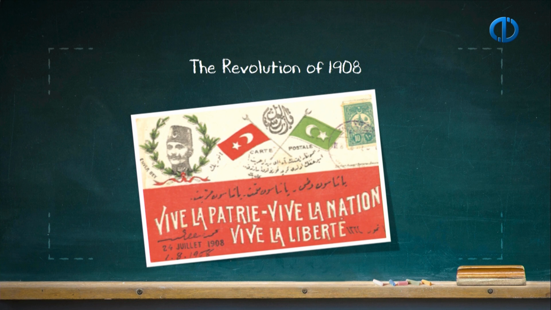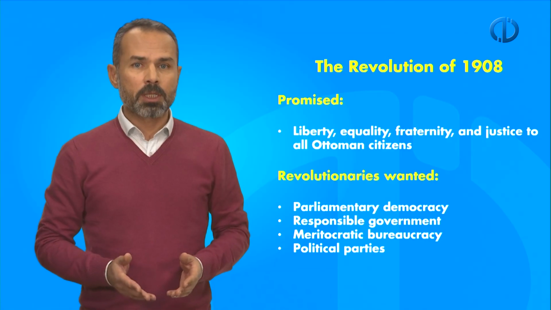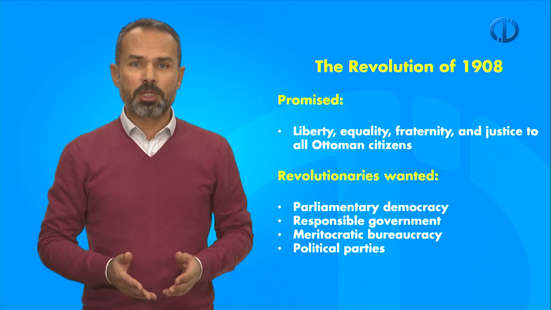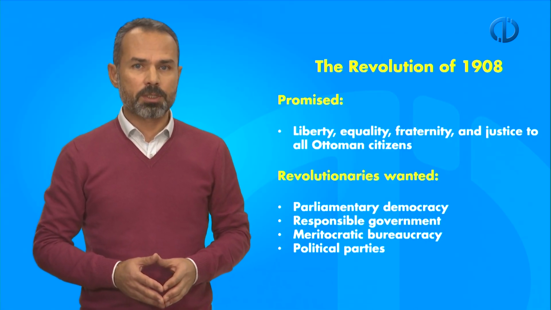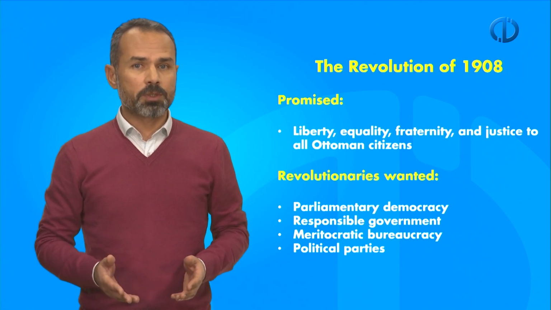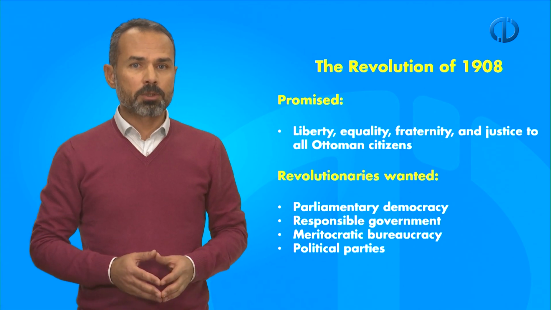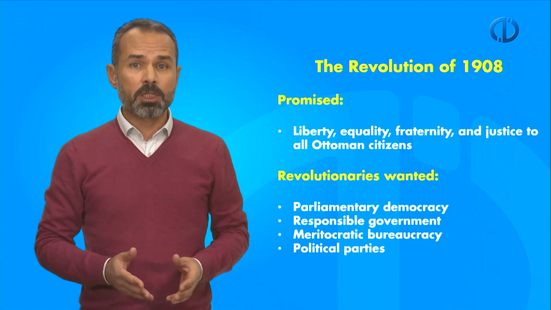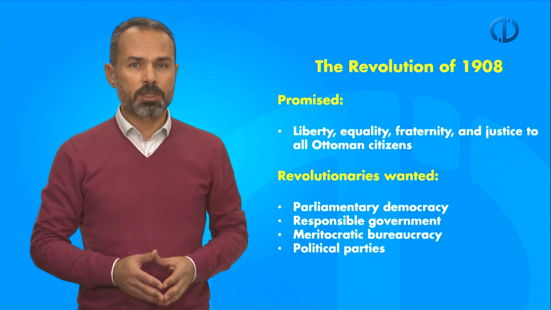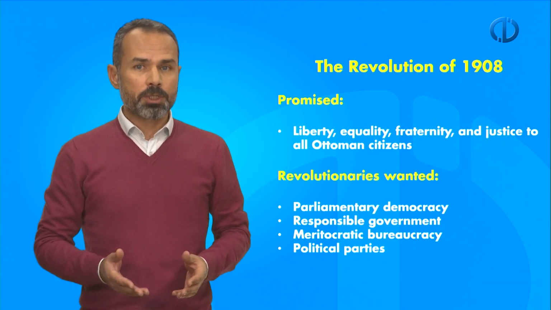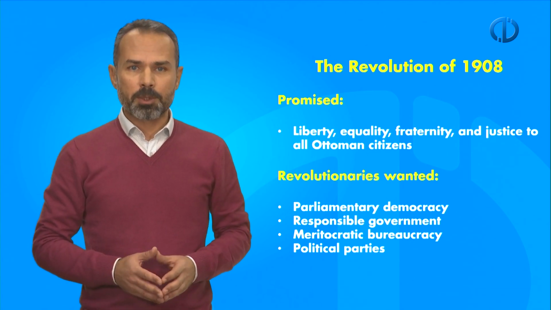The revolution of 1908 promised liberty, equality, fraternity, and justice to all Ottoman citizens. What revolutionaries wanted were a parliamentary democracy, responsible government, meritocratic bureaucracy, and political parties instead of the traditional institutions. They promoted Ottomanism to unite the Ottoman people.